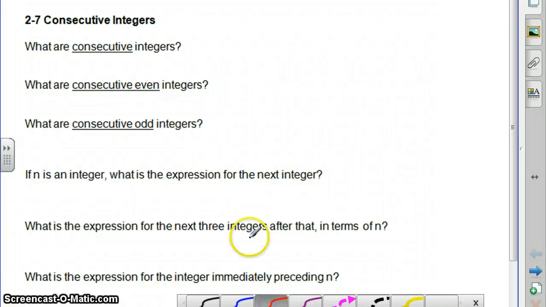Today we're going to take a look at this idea of consecutive integers. We already know what integers are, but what are consecutive integers? Well, consecutive integers are integers that are one right after the other, like negative 4, negative 3, negative 2, or 10, 11, 12, 13, and so on.